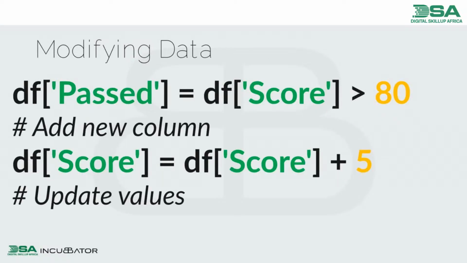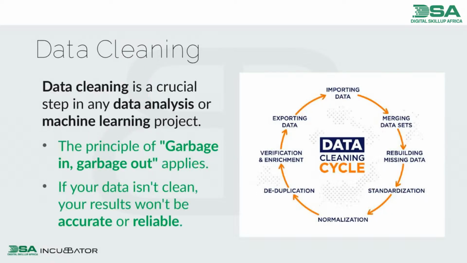All right, then you can modify your data. You can look for where the score is greater than 8, and you can add a new column to say score greater than 8. Or you want to add +5 to everybody's score, then you can update values.